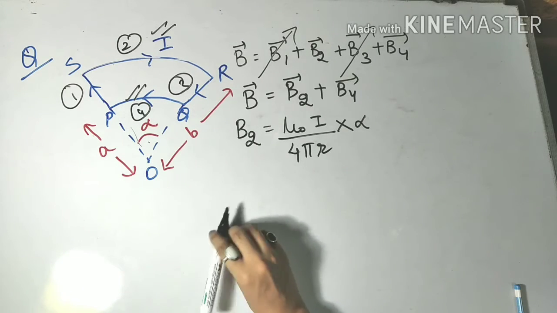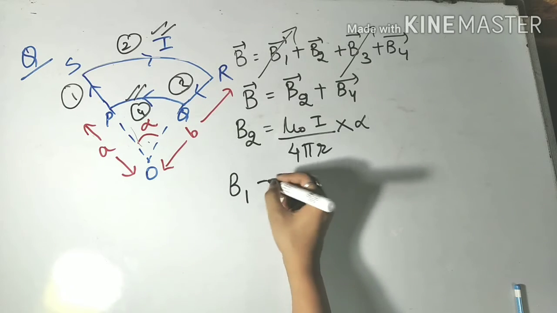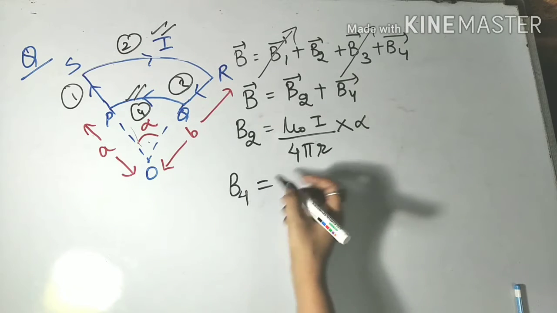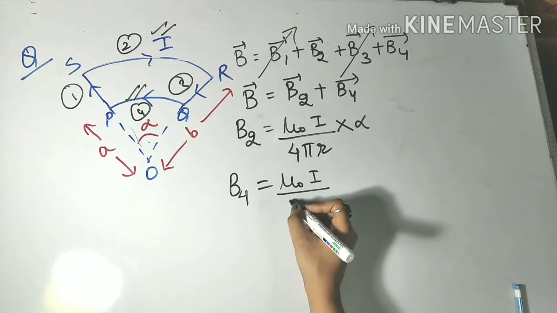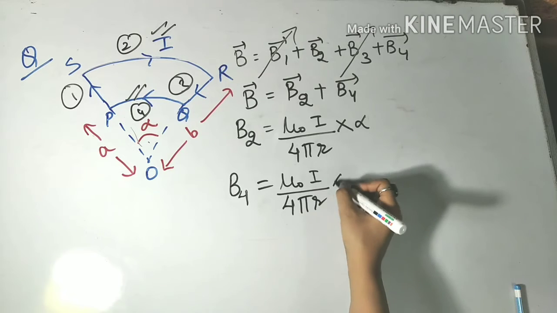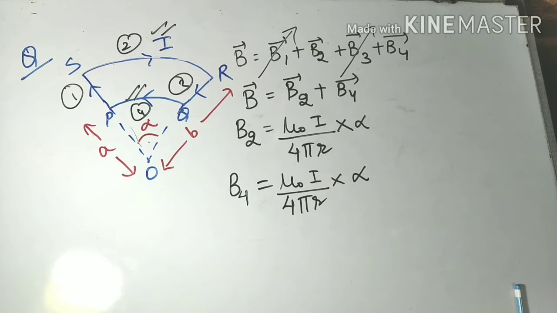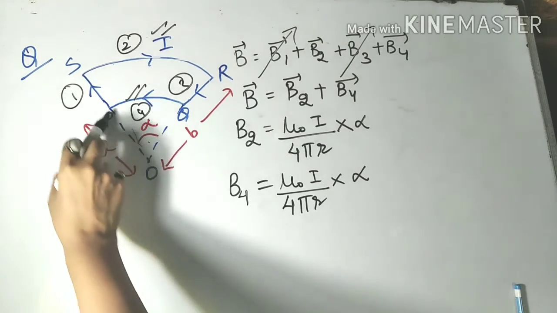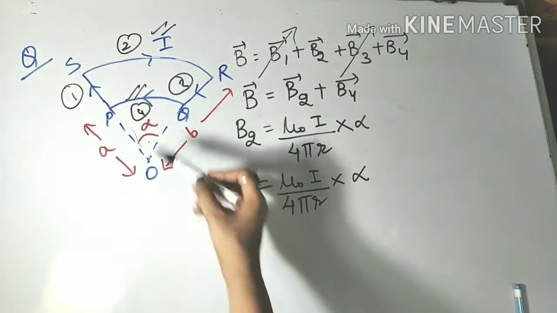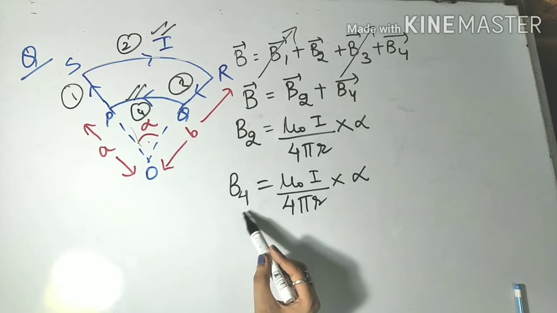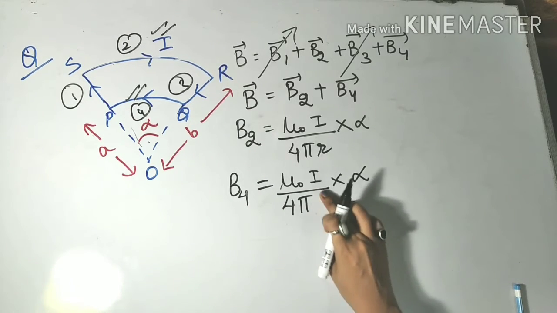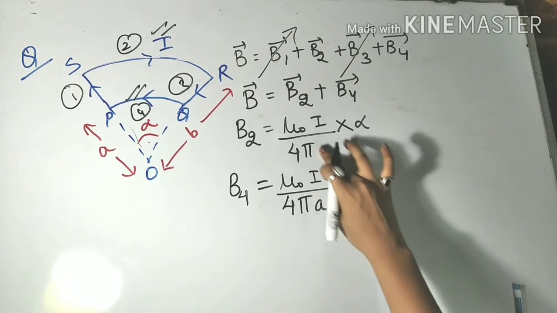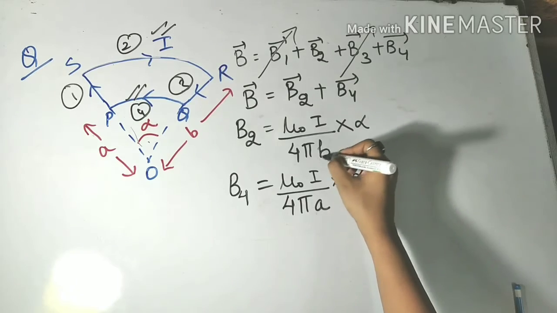And what is the direction for B2? That we are going to find out later on. And what is B4? Which is equal to mu naught I by 4 pi r into what is the angle for this? Again alpha. Now you can see here that for this fourth part your radius is A, and for this second part your radius is B. So I can replace my r for 4 with A, and I can replace my r here with B.